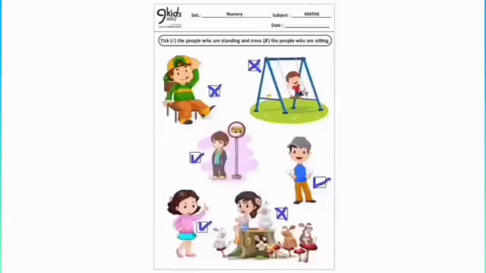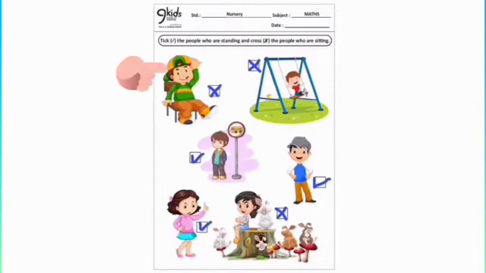Okay, now I will give you the solution of the worksheet. This is the solution of your practice worksheet. In this worksheet, you had to tick the people who are standing and cross the people who are sitting. Let's see the solution of this worksheet.